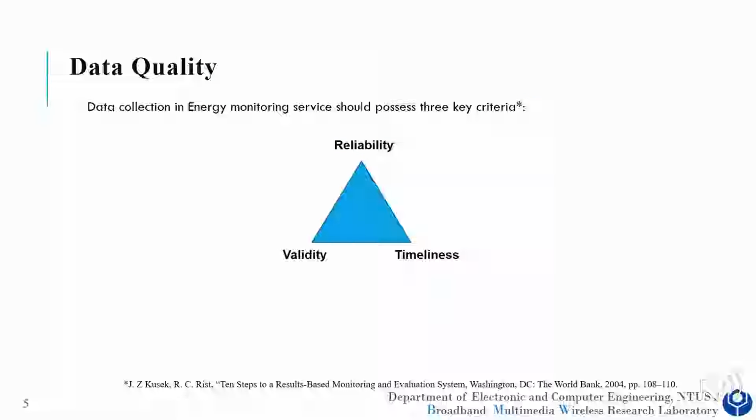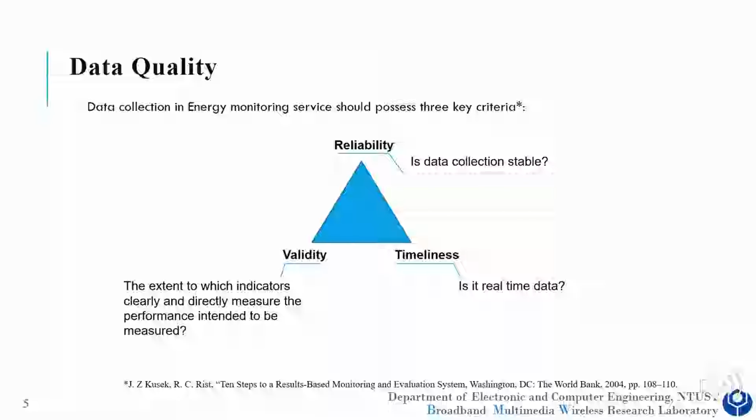The energy monitoring service needs data, and its implementation, the data collection system, should possess three key criteria. The first one is reliability, the second is validity, and the third one is timeliness. Reliability relates to the extent to which the data collection system is stable. Timeliness relates to continuous and real-time data that can be used by decision makers. Validity relates to whether the data directly measures the performance intended to be measured. In other words, is it correct or not?